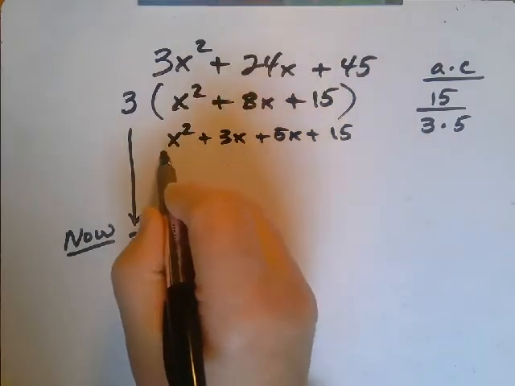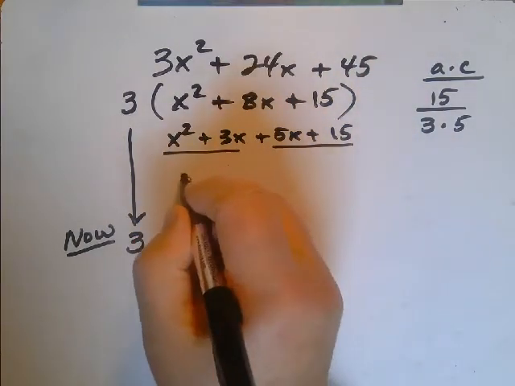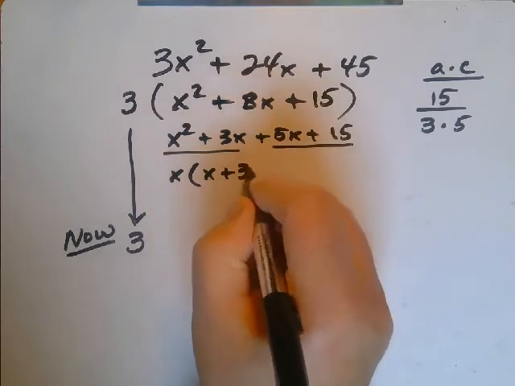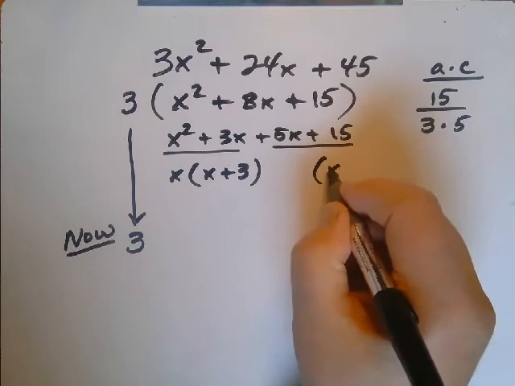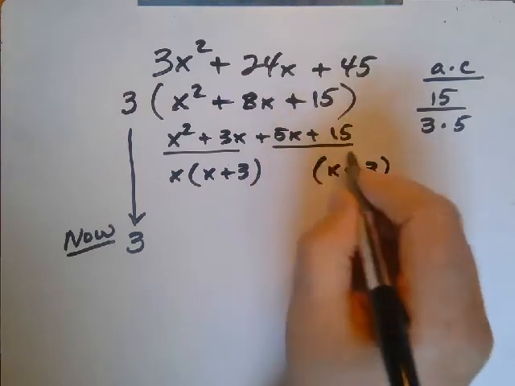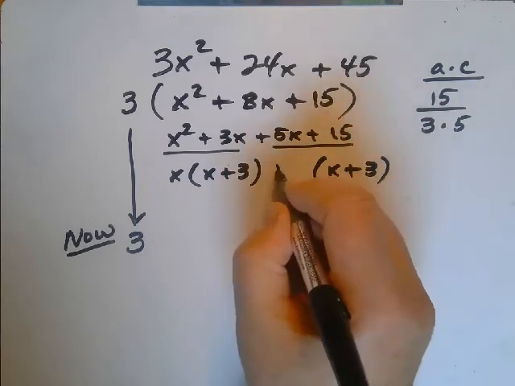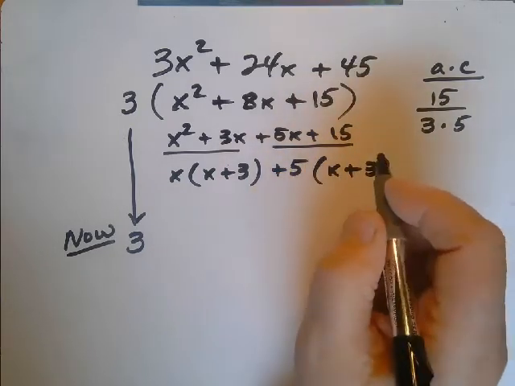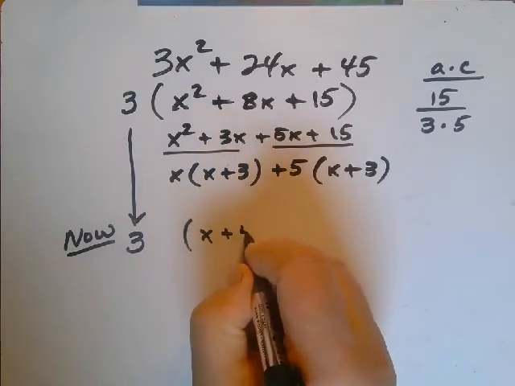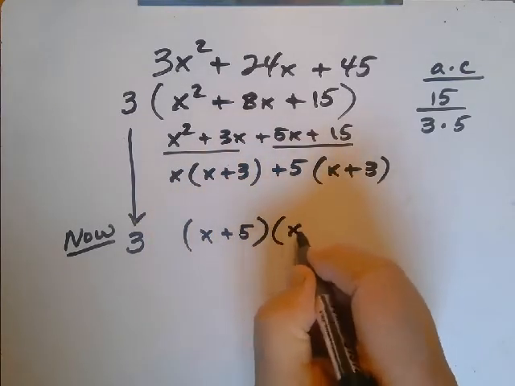And now we're ready to factor by grouping. Underline the two groups. Take out an x. We're going to leave behind x plus 3. Copy the leftovers. What had to come out? Well, this must have been divided by a positive 5. So my factors are going to be x plus 5 and x plus 3.